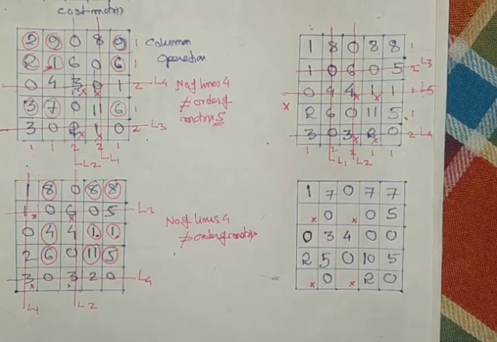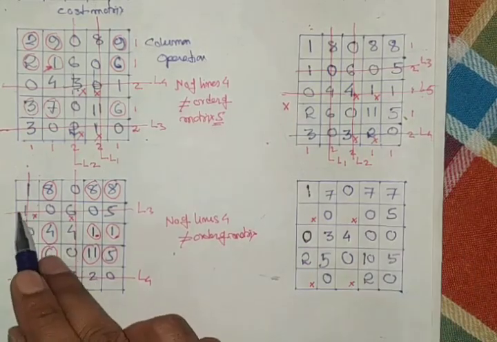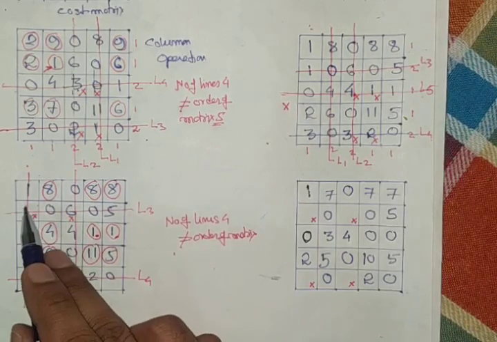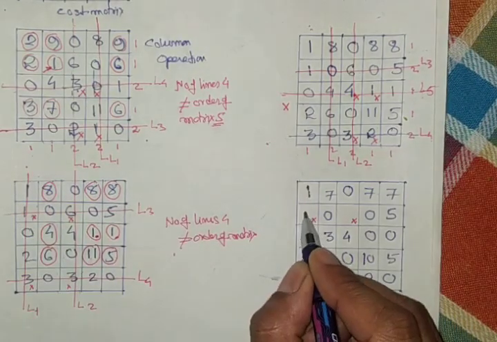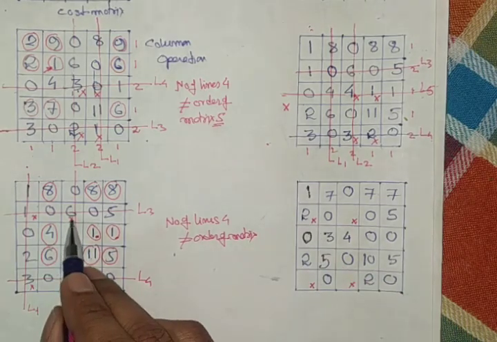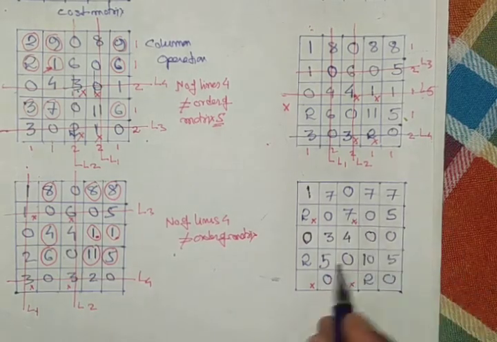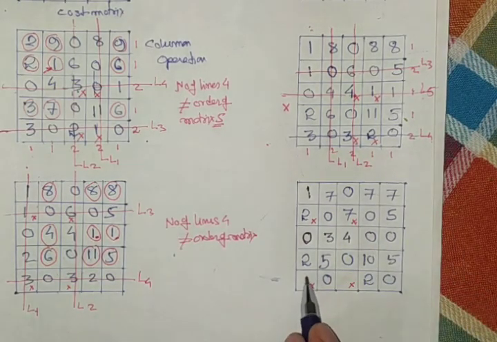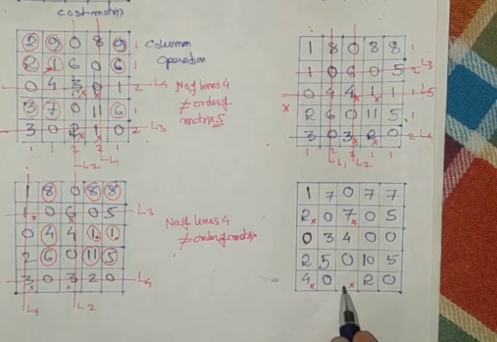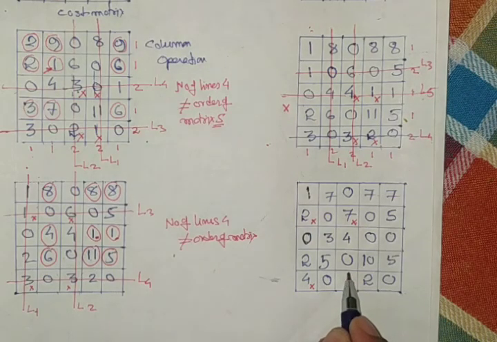Now you have to add 1 to the intersection elements. So this is 1, 1 plus 1 is 2. Here it is 6 plus 1, it is 7. This 6 plus 1, it is 7. Then here it is 3 plus 1, it is 4, and this one 3 plus 1, it is 4.